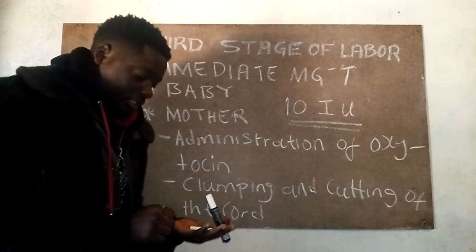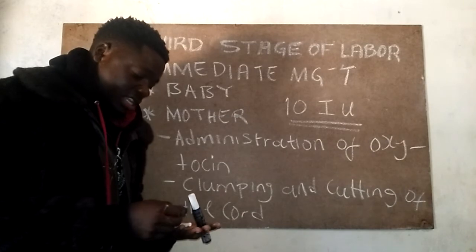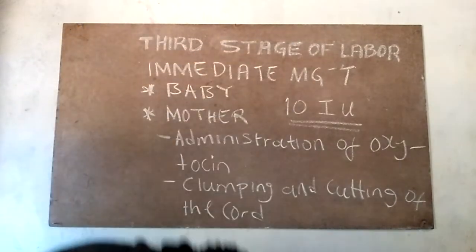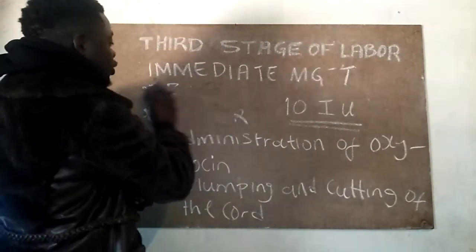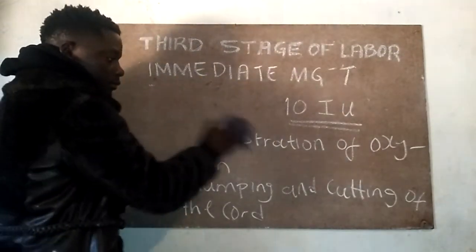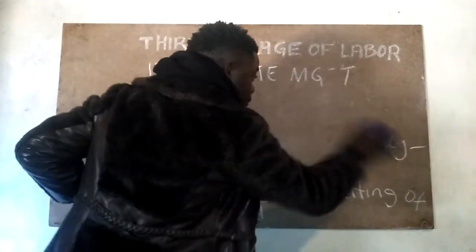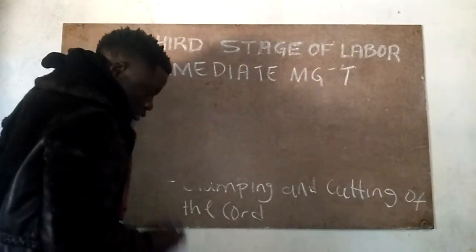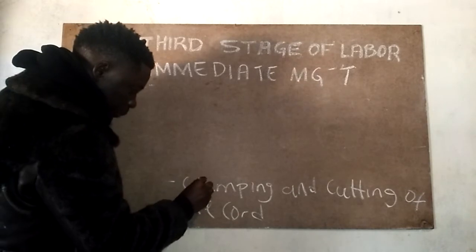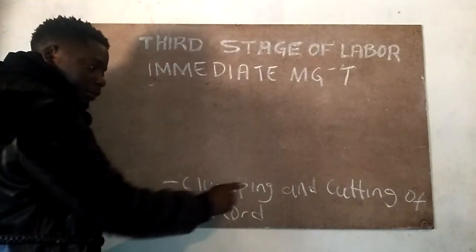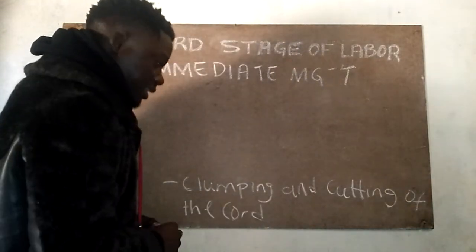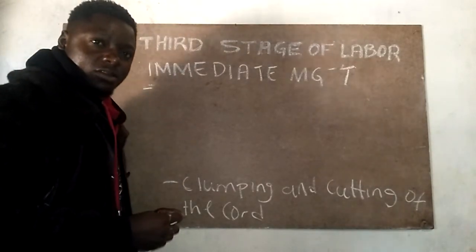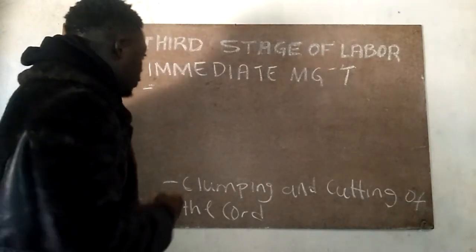Once you're done with that, the third thing that you're going to do, still under immediate management of the mother, so we are from clamping and cutting of the cord. The next thing that we do now is controlled cord traction. We have already cut the cord, so we need to start the controlled cord traction.